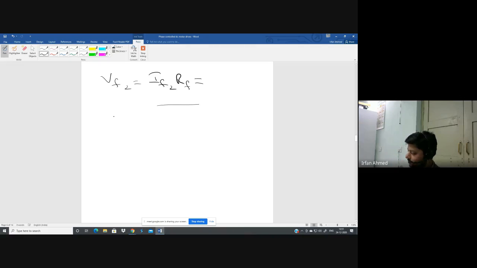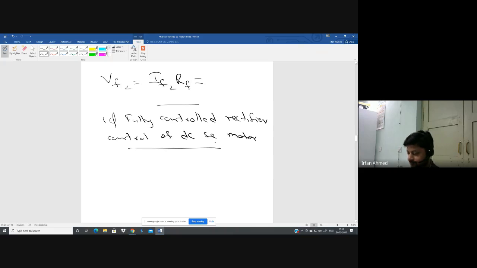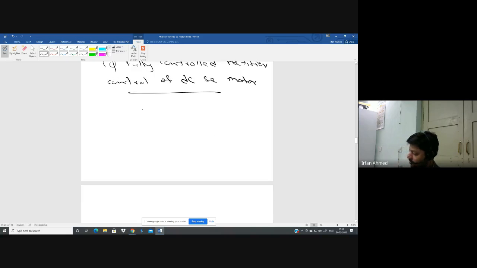Okay, so the first circuit that we are going to see is the single phase fully controlled rectifier control of DC separately excited motor. Because it is a single phase fully controlled rectifier, you will be using 4 devices, and all the 4 devices will be SCRs. If you use a half controlled rectifier, then you use 2 SCRs and 2 diodes.